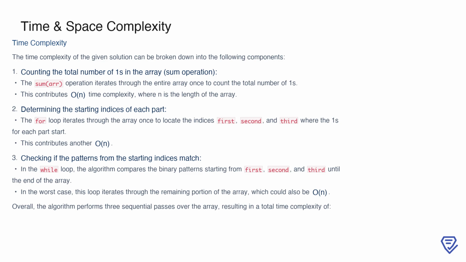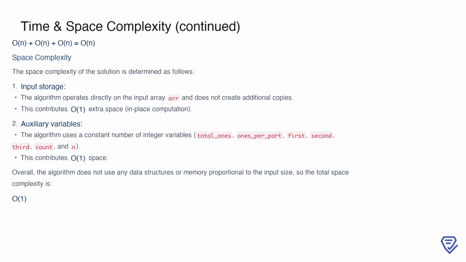Finally, the algorithm compares the binary patterns starting at these indices to ensure they match. This pattern matching step, implemented using a while loop, may also require iterating through the remaining elements of the array, adding another O(n). Since these 3 operations occur sequentially, the total time complexity is the sum of these components: O(n) from counting the ones, O(n) from determining the starting indices, and O(n) from pattern matching add up to a total time complexity of O(n).